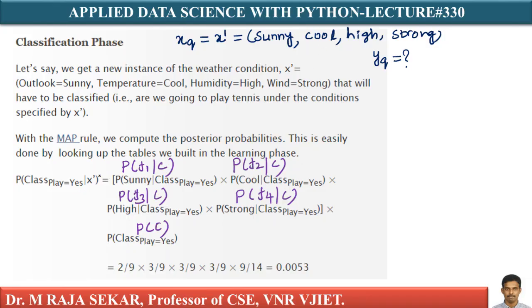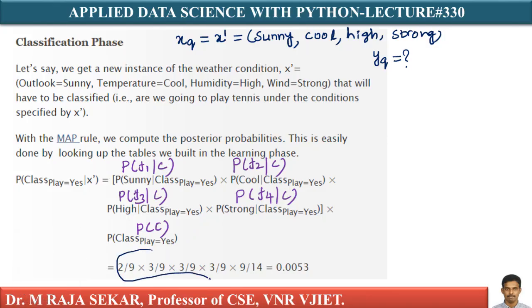This is a binary classification problem. Again, probability of feature 3. What is my feature 3? High, isn't it? Humidity is the feature whose value is high. Probability of feature 4: my feature 4 is wind, whose value is strong. I am checking for strong, and for which class? For play equal to S, times the probability of class play equal to S, P of C. I already discussed this formula in my previous lecture also. It is simple and straightforward.